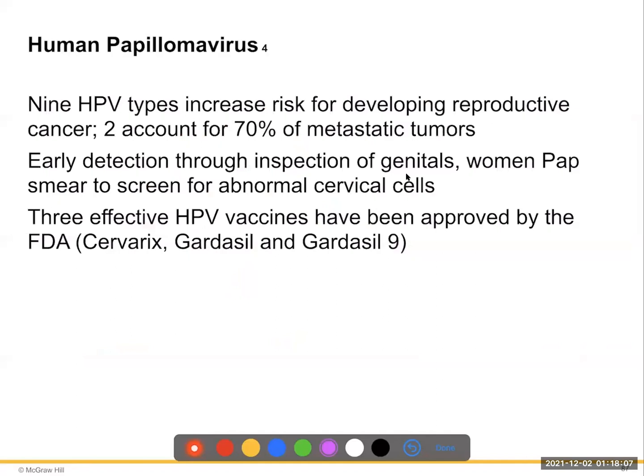So the human papillomavirus, there's 9 human papillomavirus types with increased risk for developing reproductive cancers. There's 2 that account for 70% of the metastatic tumors. Early detection through inspection of the genitals, women's pap smears screen for abnormal cervical cells to prevent cancer developing from these papillomaviruses. There's 3 effective vaccines for it. They've been approved by the FDA: Cervarix, Gardasil, and Gardasil 9.